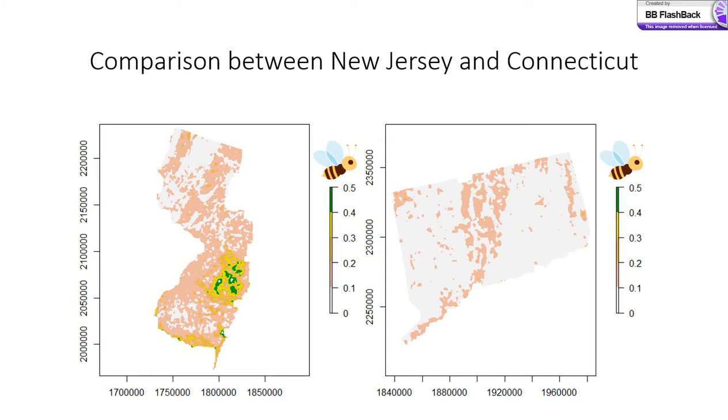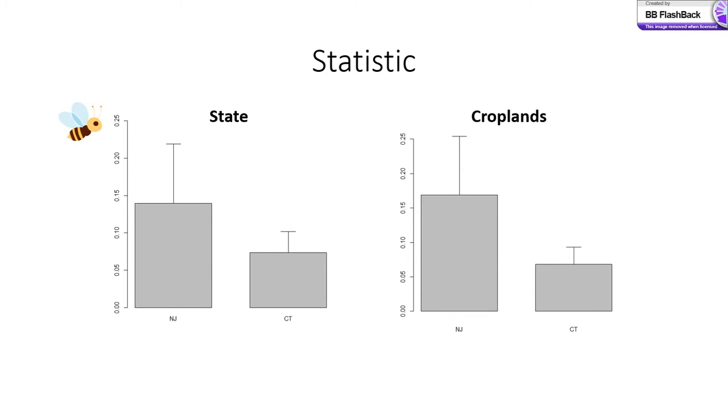Then we can compare the different states' bee model index. So this is New Jersey, this is Connecticut. As you can see, we can find more bees in New Jersey than Connecticut. And we can also make some simple statistical results, and we can also see our relative bee abundance according to state or according to the crop land.